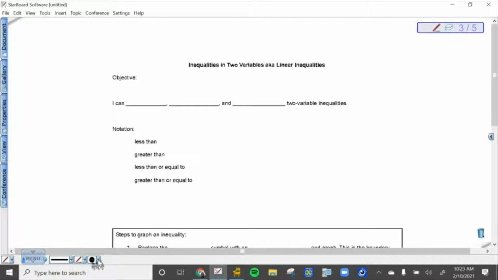And let's go through our objective. I can write, solve, and graph two variable inequalities. I can write, solve, and graph two variable inequalities.